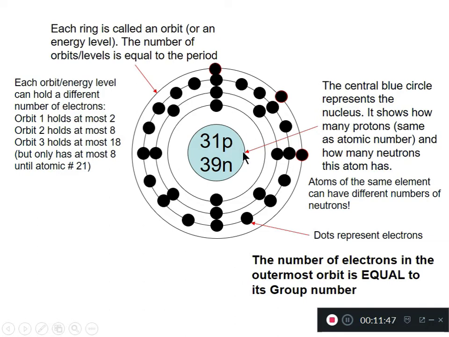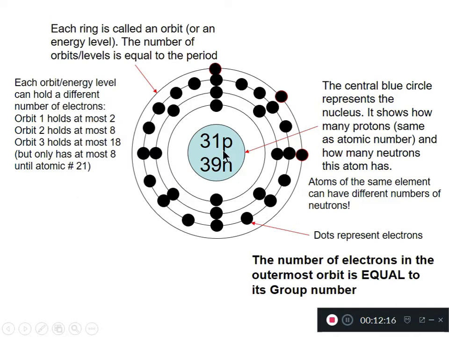I also can see where they go is not random. The first level has 2. The second level can have 8. So that makes a total of 10. The third level can have up to 18. So that gets me to 28, and then 29, 30, 31. So I could make a prediction that because there are 3 electrons in this outermost level, this is in group 3.